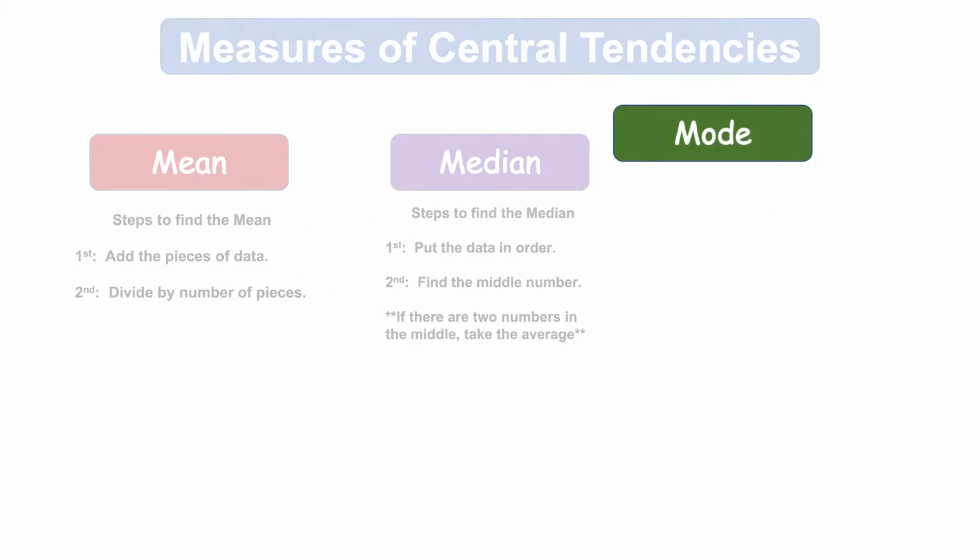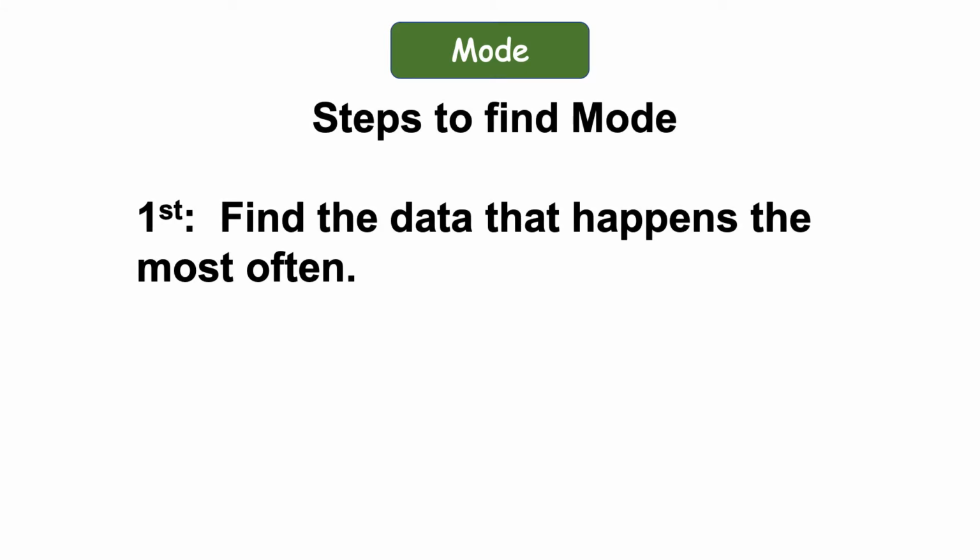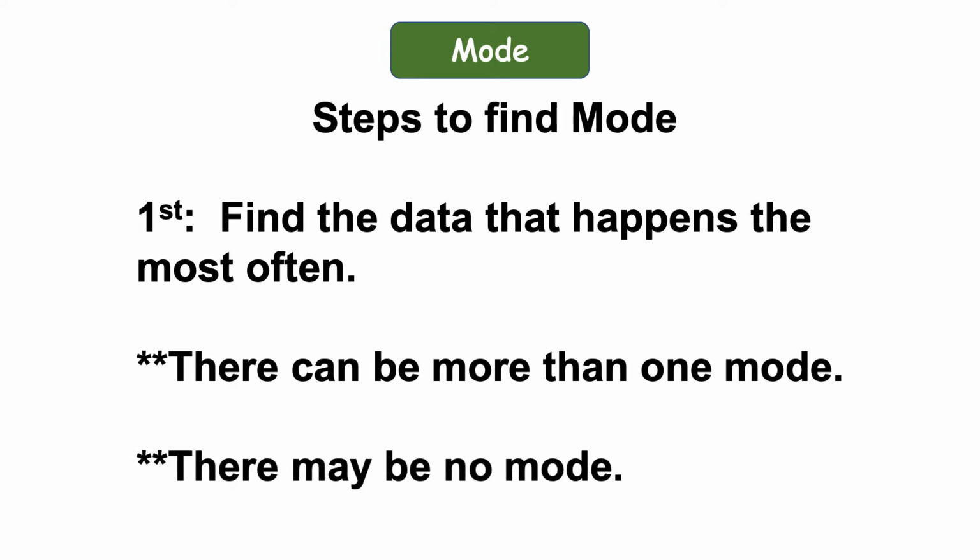Mode is probably the easiest one to find. The mode visual is basically just what happens the most. So which piece of this happens the most? It's those green pieces. They happen twice. So the mode, basically the steps are: find the data that happens the most often. One thing you want to be careful of here is that sometimes there can be more than one mode. Sometimes there might be no mode. If you have two numbers that happen the most often, then you might have two modes. You might have three different modes. Now, if there's no number that happens more often than the others, then you have no mode.